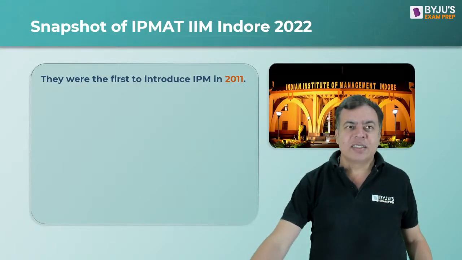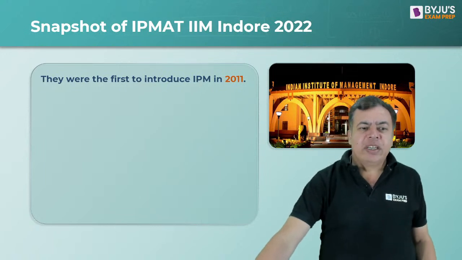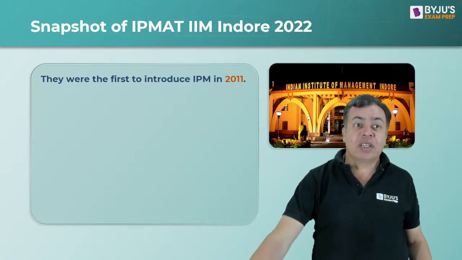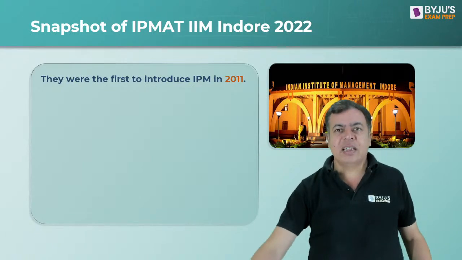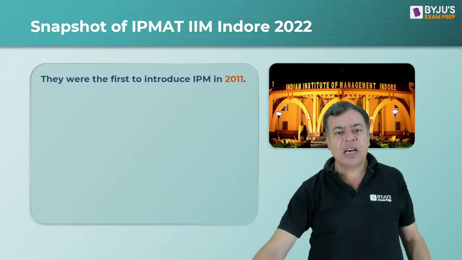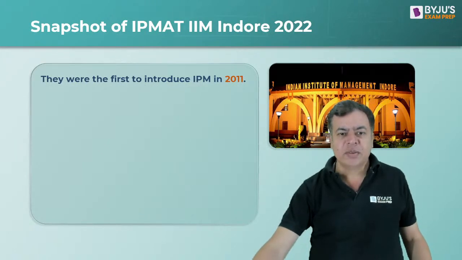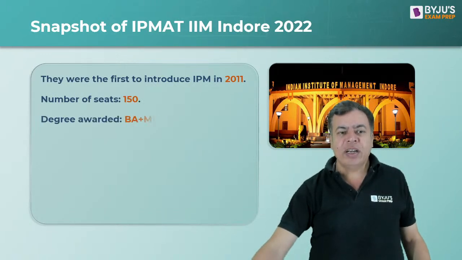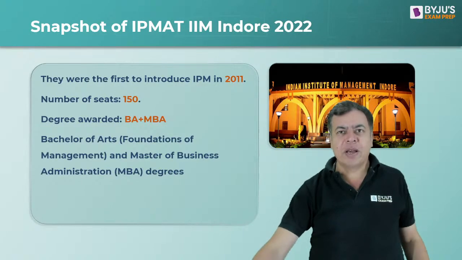Now the next thing, just a few things about IPMAT. IIM Indore was the first to introduce this IPM, that is Integrated Programme in Management. In 2011, they introduced it. Number of seats 150, right, this is what you are fighting for. The degree awarded is BA plus MBA, a dual degree, graduation plus post graduation. So after graduation you can quit, you can just opt out.